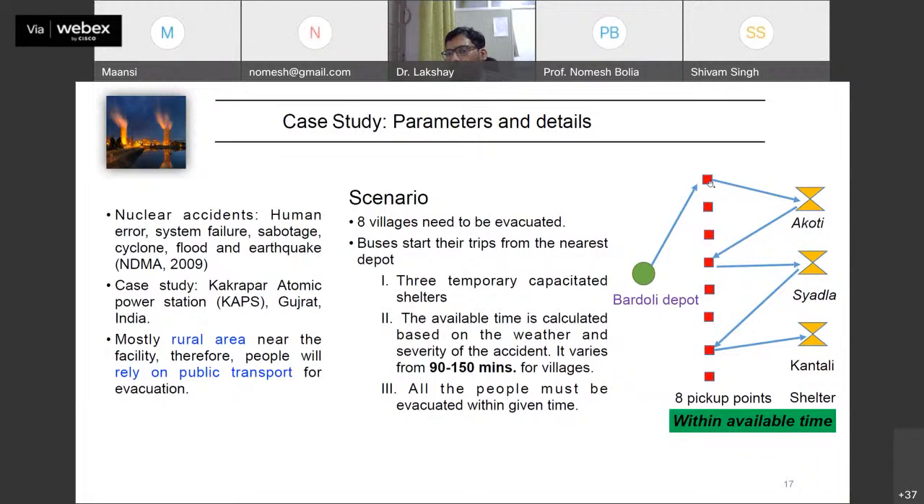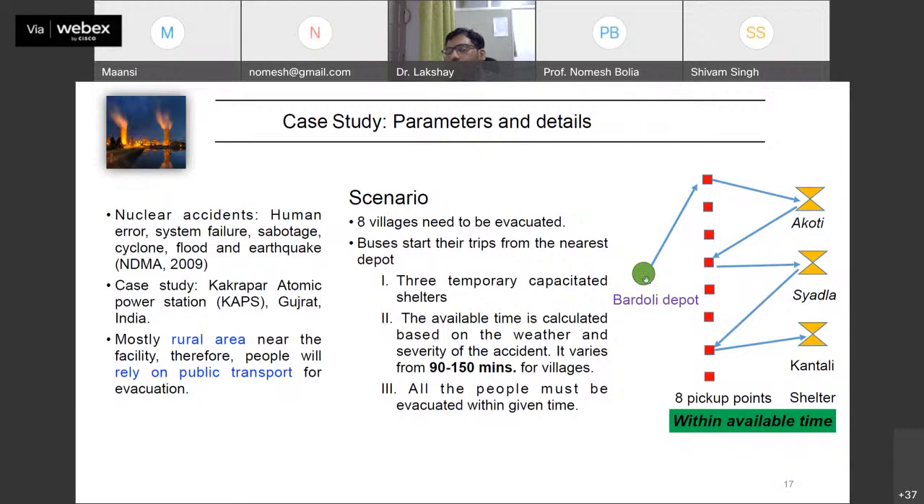So these are my pickup points, these are my shelters, this is my depot. And we need to find the sequence of the buses. You can see one sequence of a bus: it goes to the first pickup point, then to a shelter, then to the 4th pickup point, and then it moves something like this.